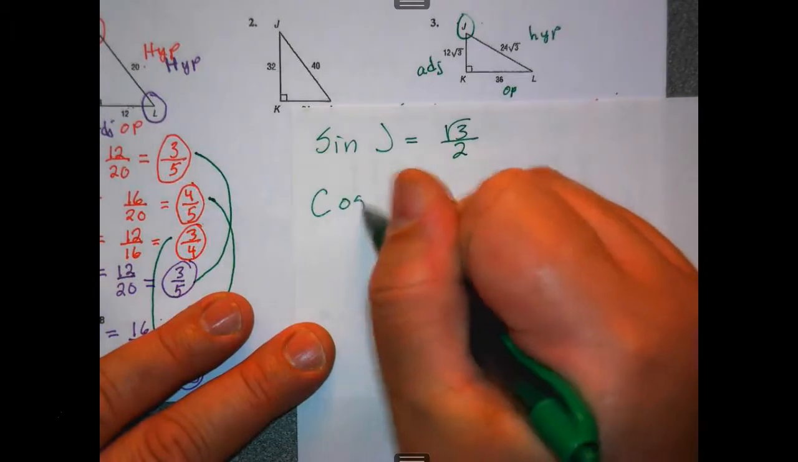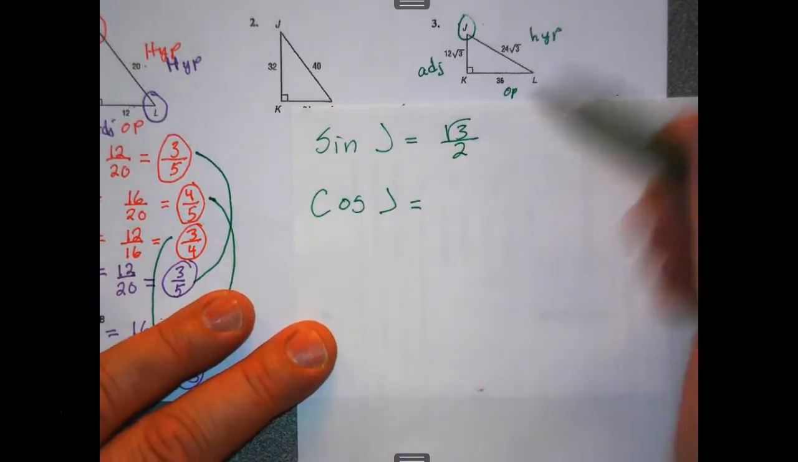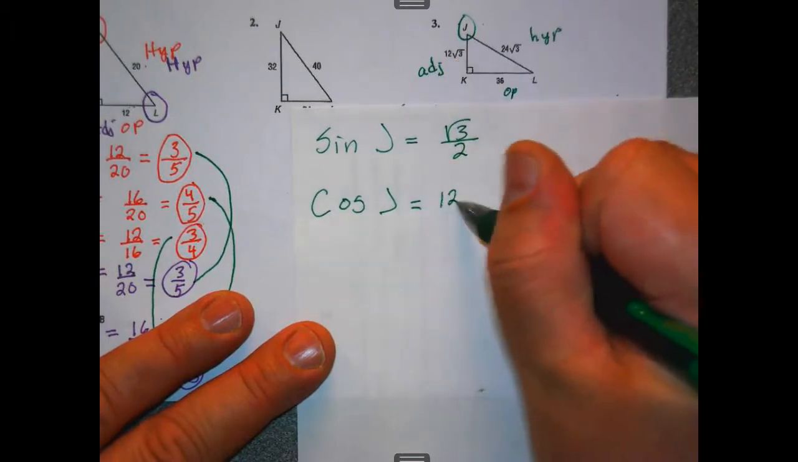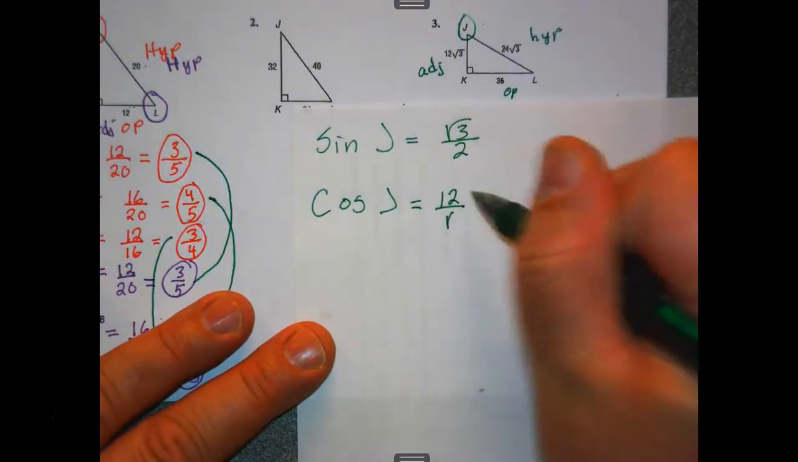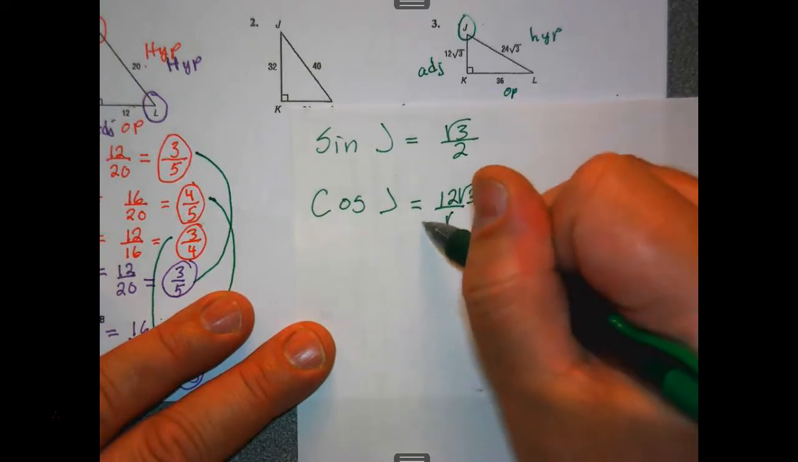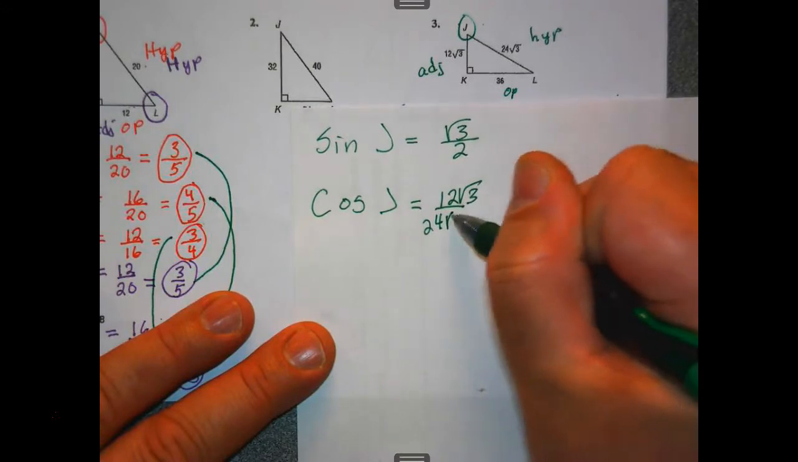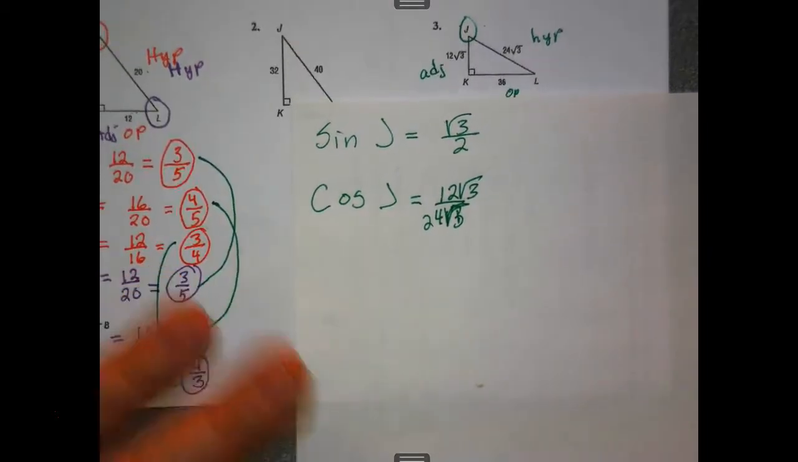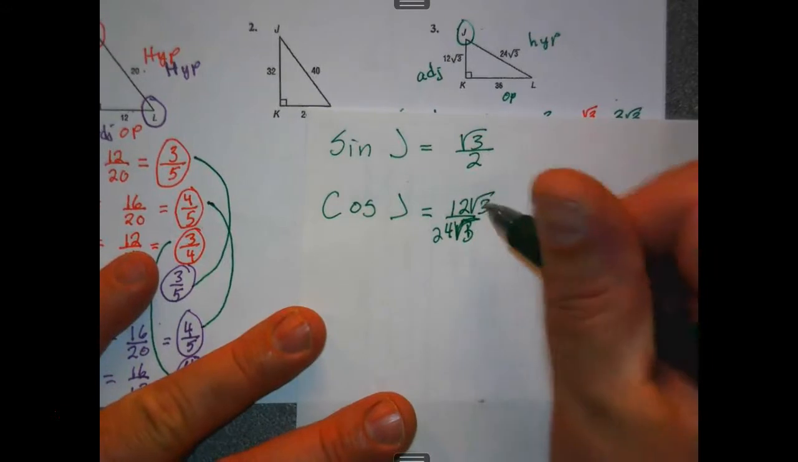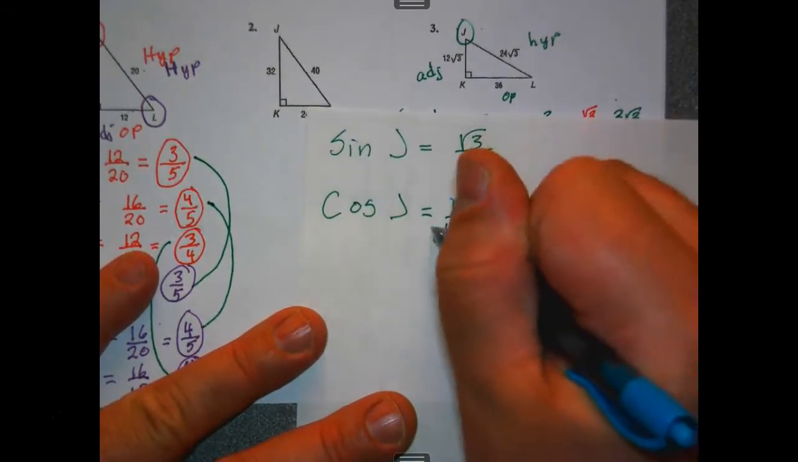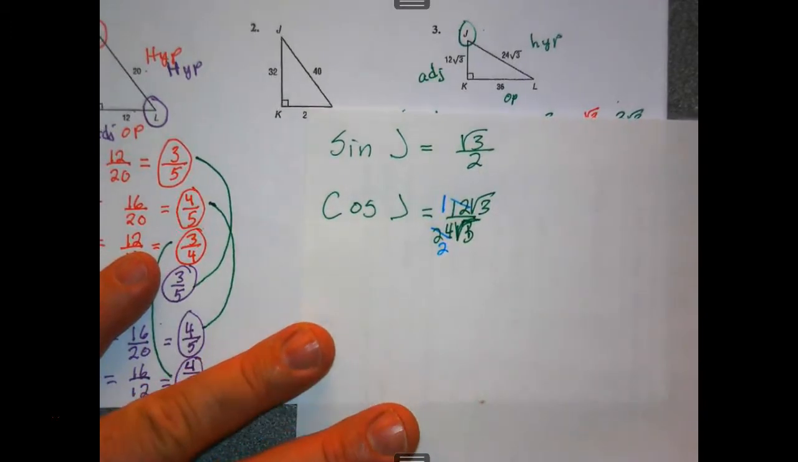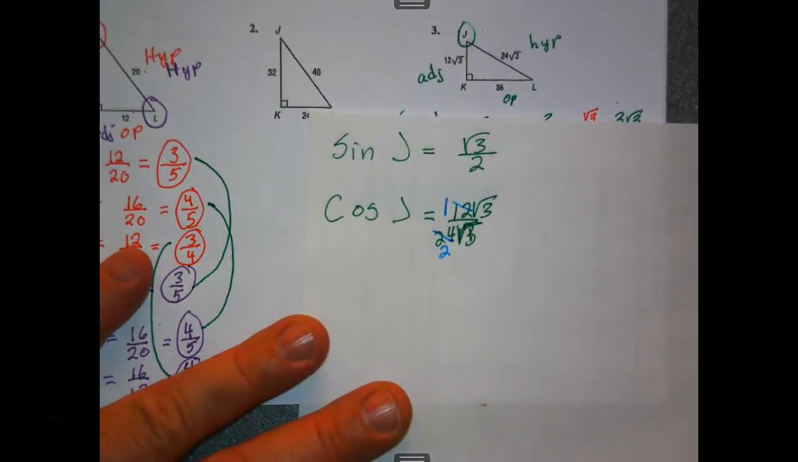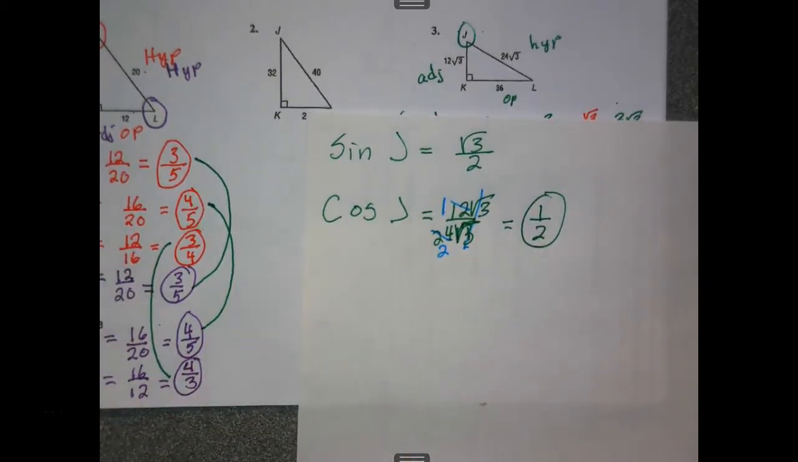Hey, cosine of J. Cosine is going to be adjacent, 12 radical 3, over hypotenuse, 24 radical 3. Hey, you know what? We can do this easier. 12 goes into 24 how many times? Okay, radical 3 over radical 3 is what? So what do I end up with? Or we could do it the long way again.